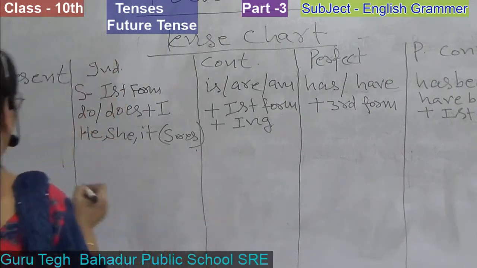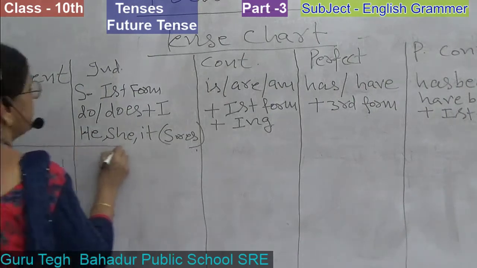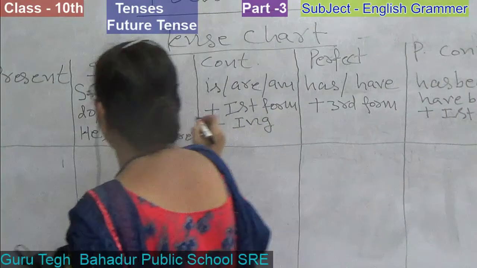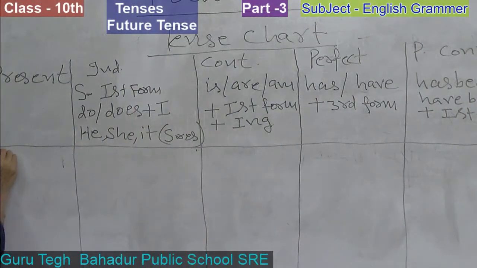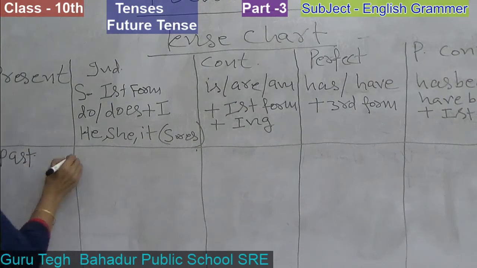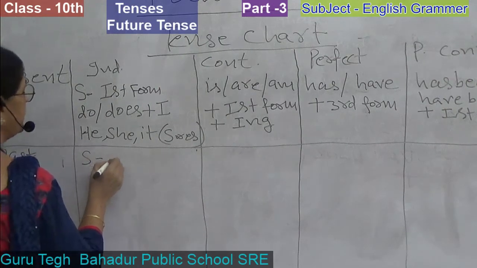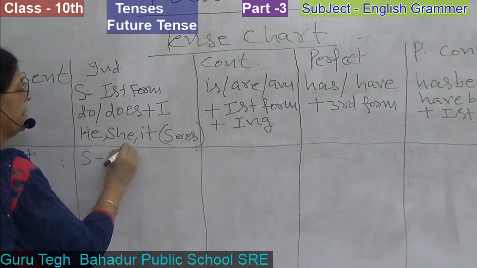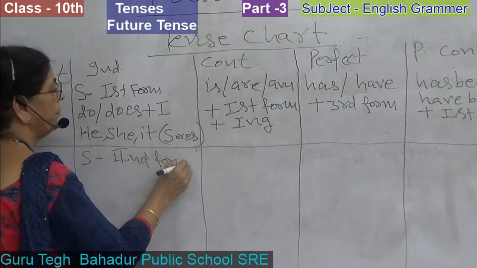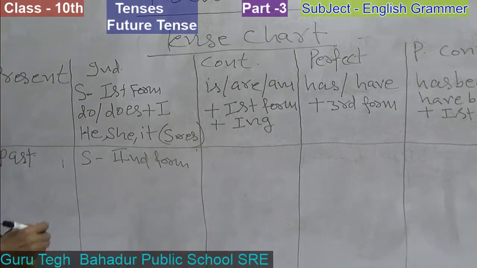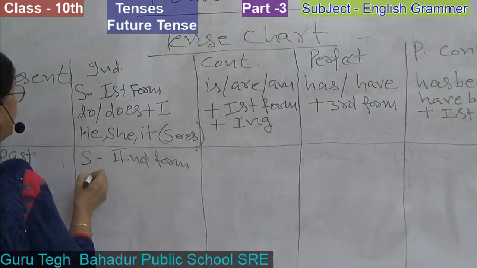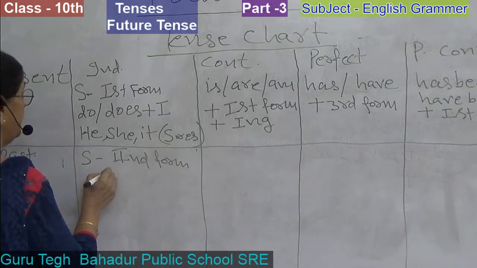Then we come to the past tense. This was the helping verbs and the verb form in present tense. Now we come to the past tense. In past tense, in simple sentences, we simply have to use the second form of verb. In negative and interrogative sentences, what do we use?